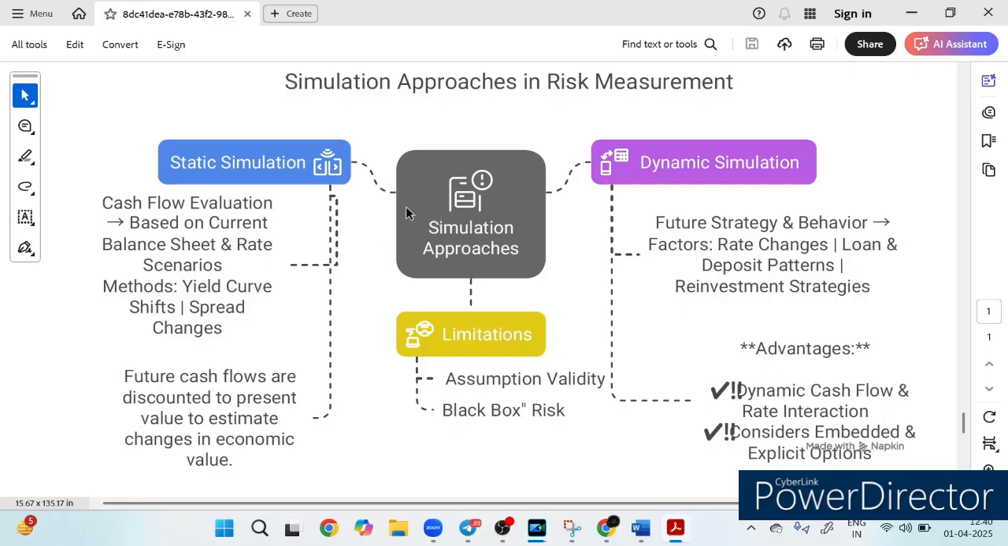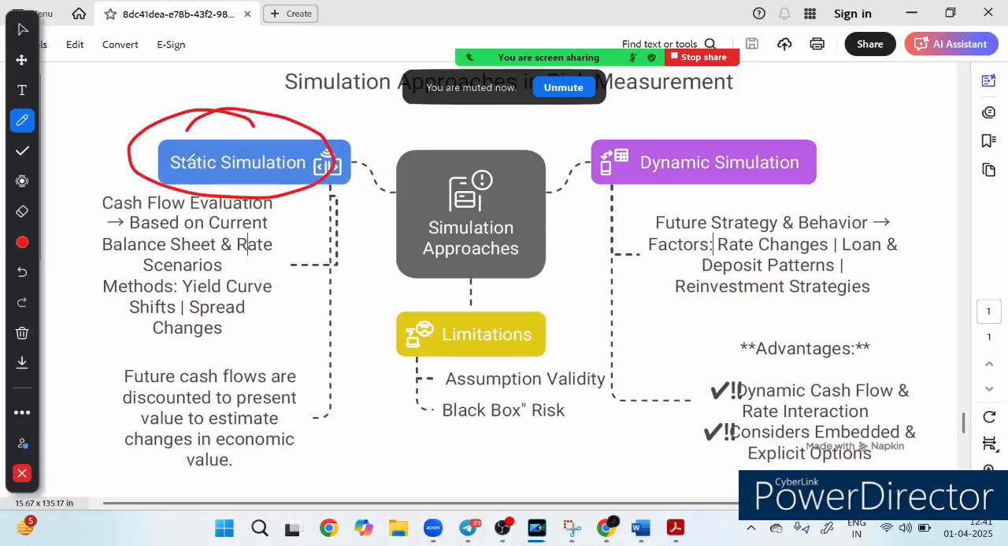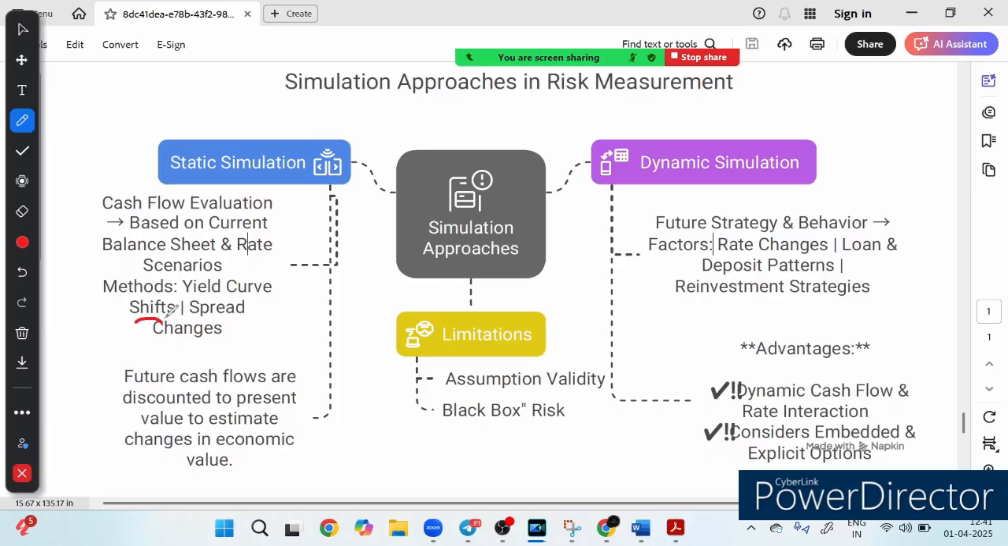And what are the methods used in static simulation? The first method is called yield curve shift, which means predicting how a change in interest rate affects asset value. And the second is called spread change. Spread change means examining how the gap between lending and borrowing rate impacts our earnings. Again I am repeating, yield curve shift means how a change in interest rate affects asset value, and spread change means how the gap between lending and borrowing rate impacts earnings.